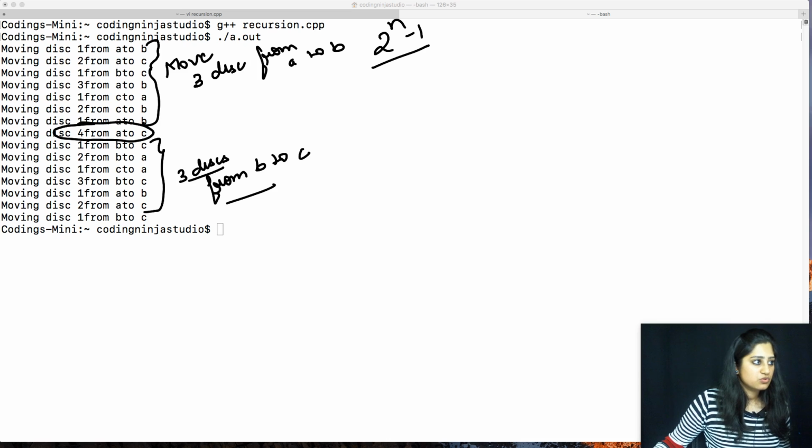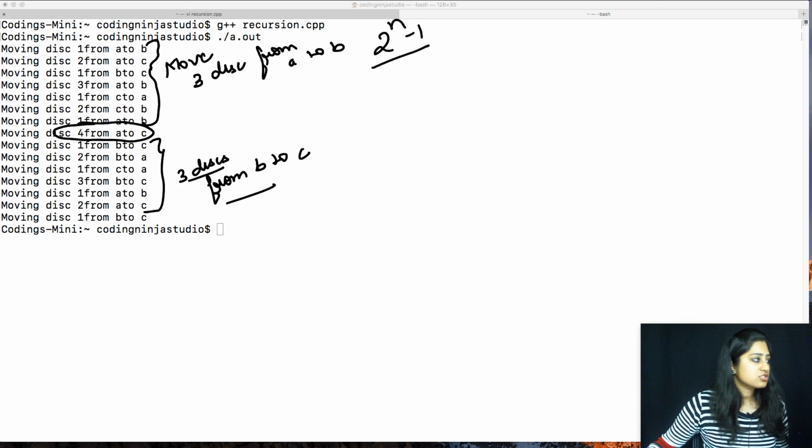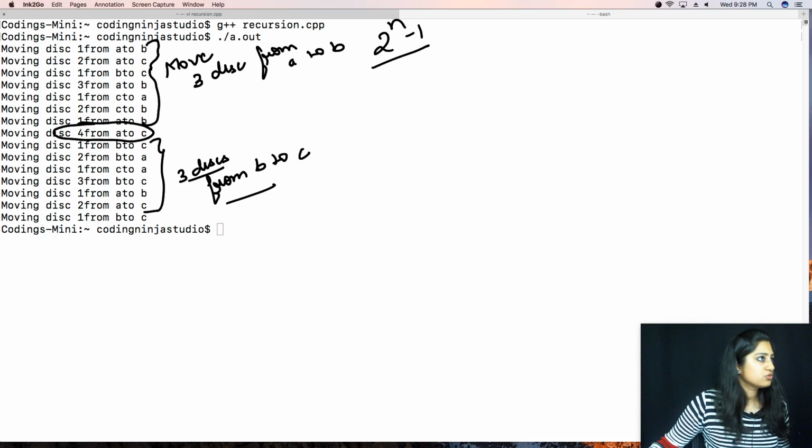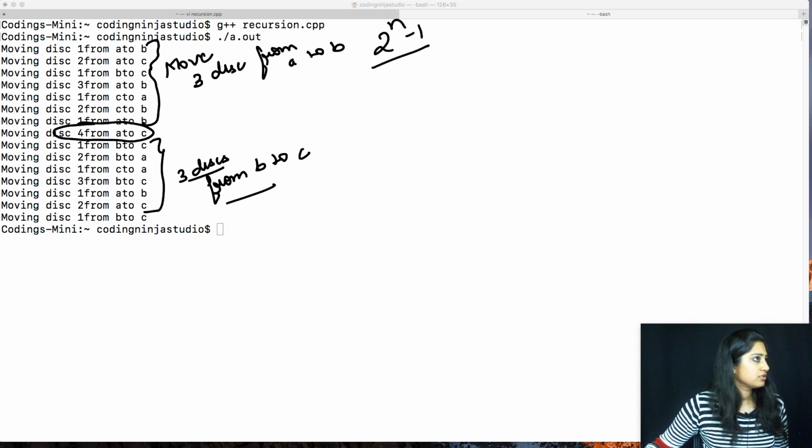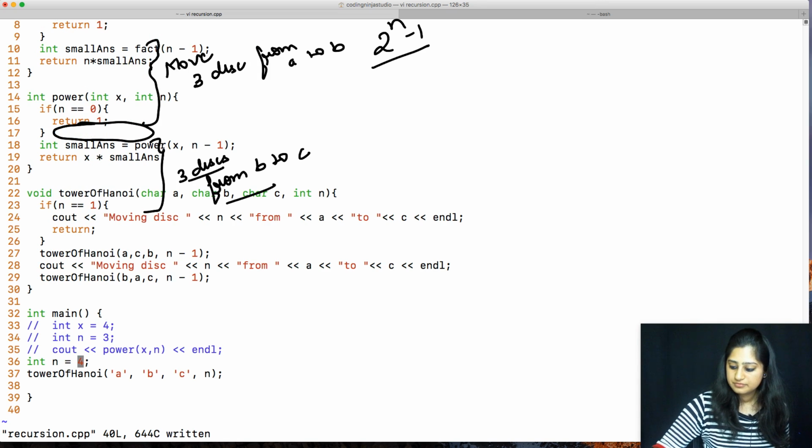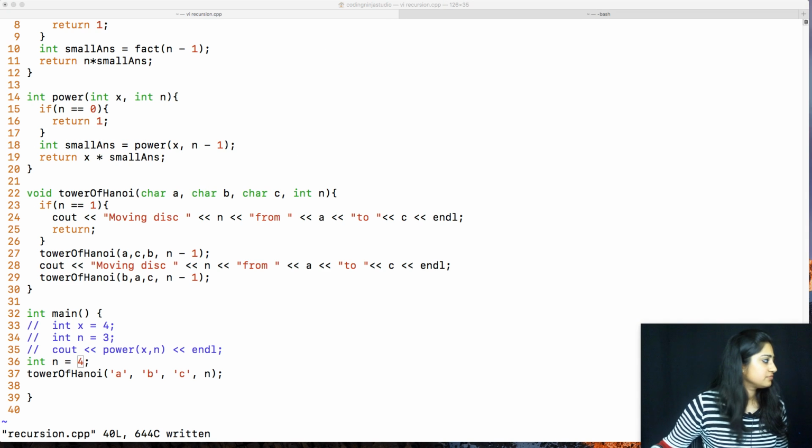Okay, so let me just go back to code for a quick time complexity analysis. So this was our Tower of Hanoi code. In the last webinar, we did time complexity and we learned time complexity analysis of different algorithms. So for recursive algorithms, we think of it in a different manner.